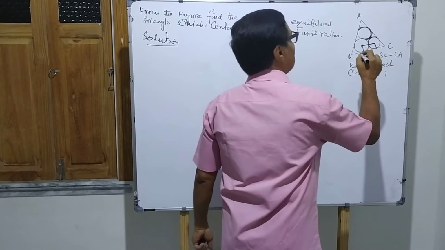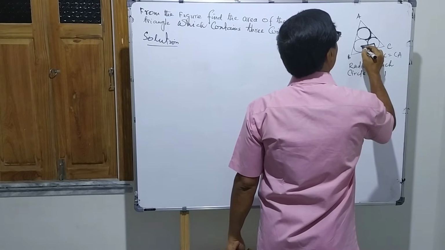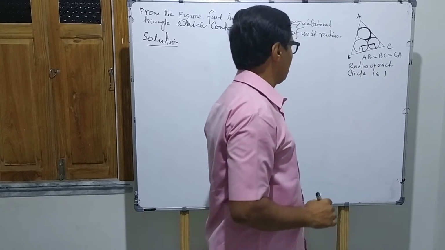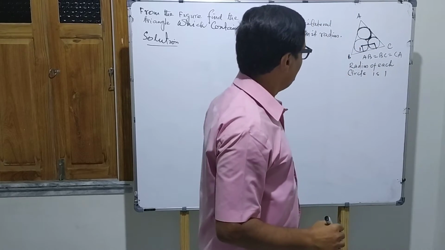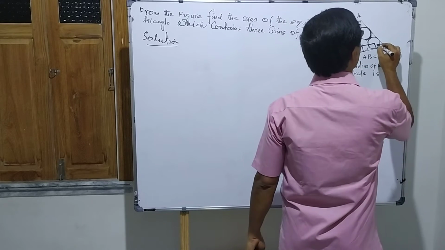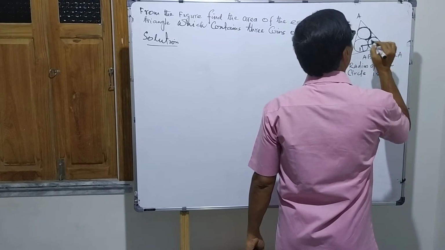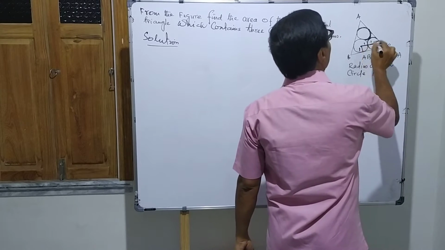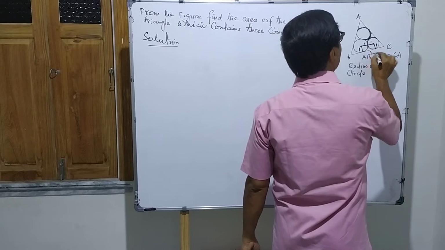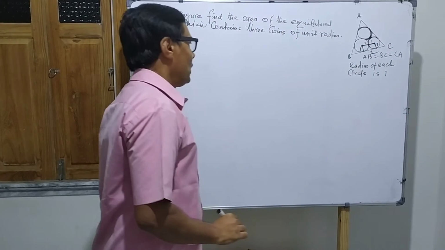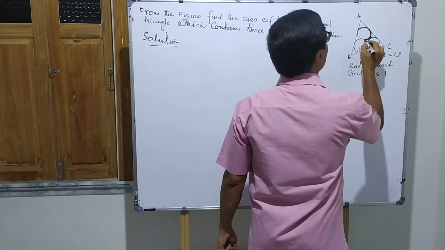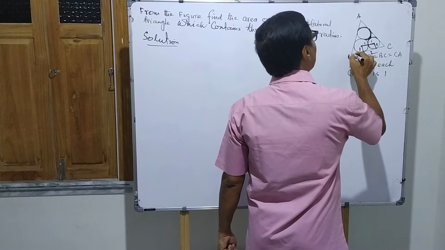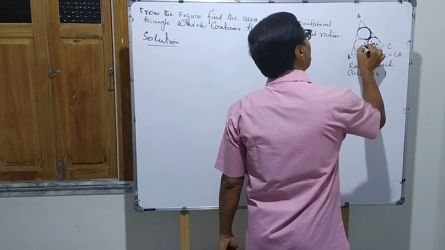Now this is a rectangle, so the length of these sides is 1 because the radius of each circle is 1, so this is 1, and also this is 1, so the length of this side is 2, that is, this is 2, this is 2.